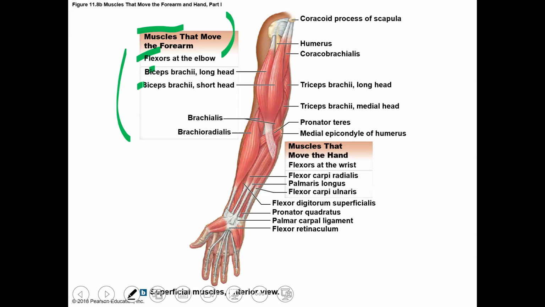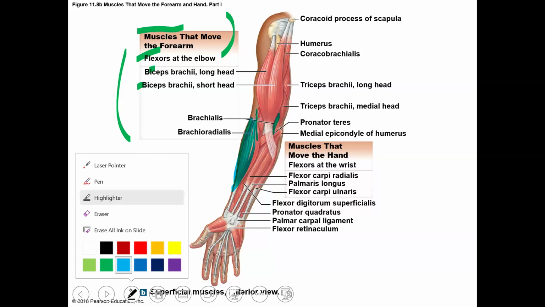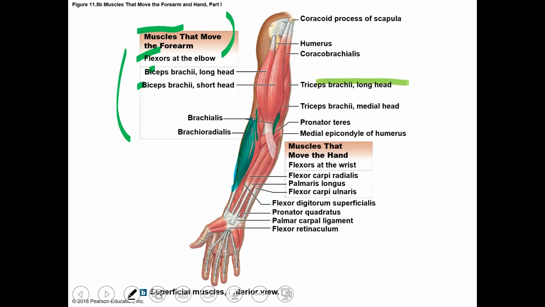We see brachialis kind of peeking through here. And then brachioradialis, the one that's going to give us the action of bringing a cup of water up towards our mouth, that kind of flexion. And then we see on the other side here, we can see triceps. We see a long head and a medial head over here.